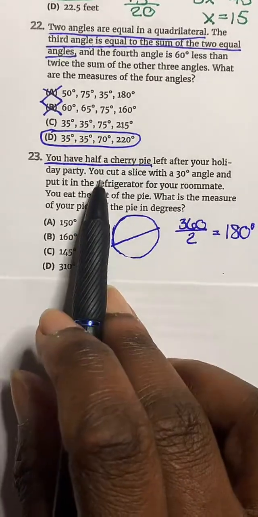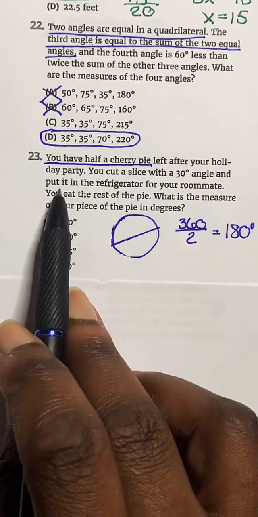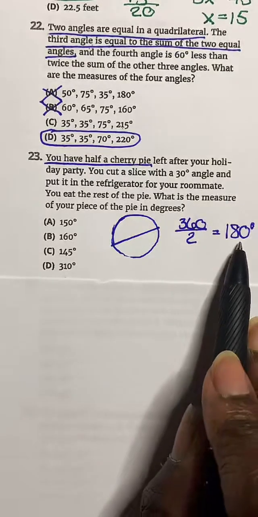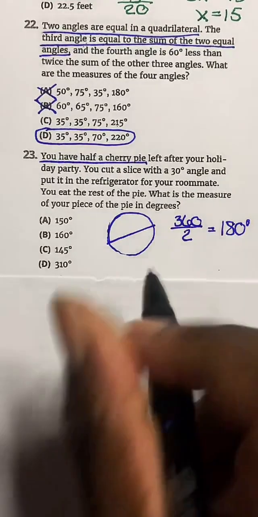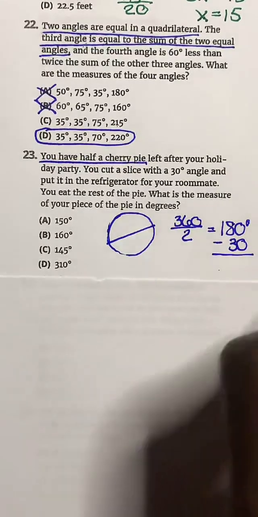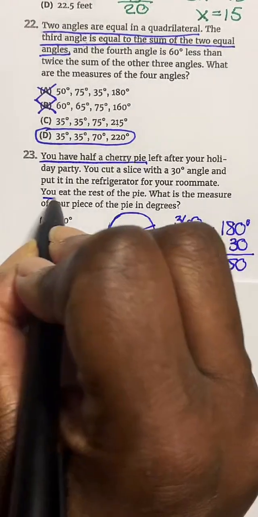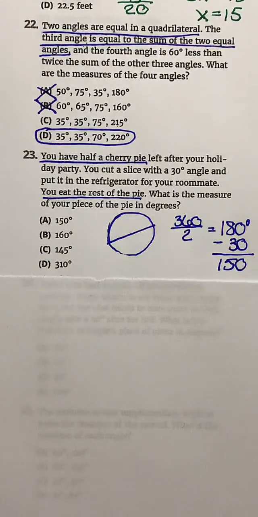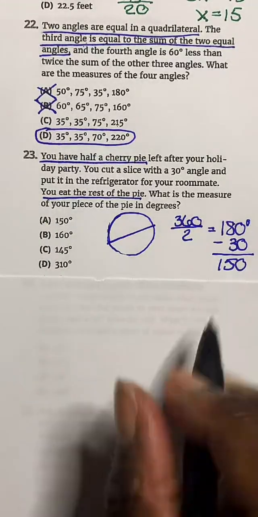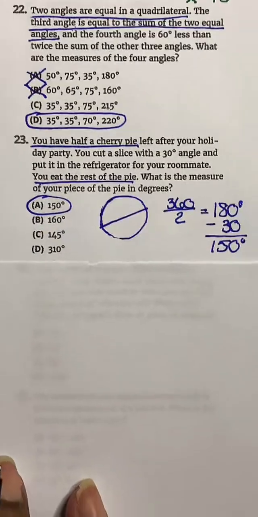So then it says you cut a slice with a 30-degree angle and you put it in the fridge. So that means you just took 30 degrees off of this 180. If we subtract that 30 degrees, we're going to get 150. And then it said, eat the rest of the pie. So what was the measure of your piece of the pie? Which was 150 degrees, which is A.